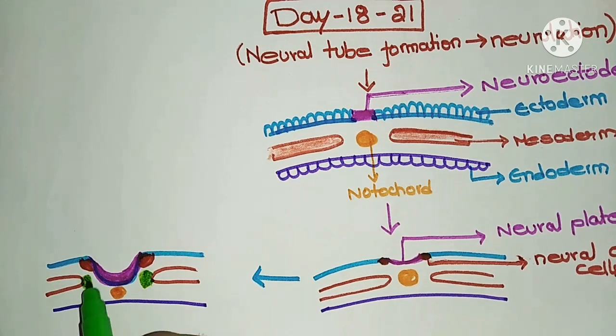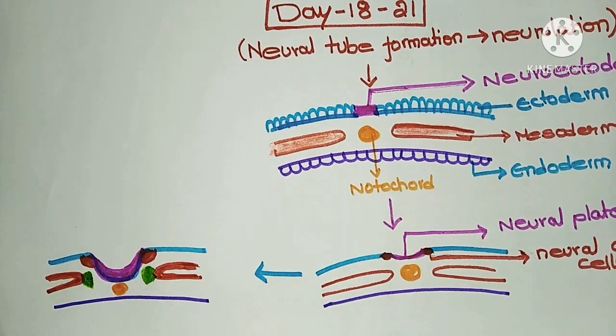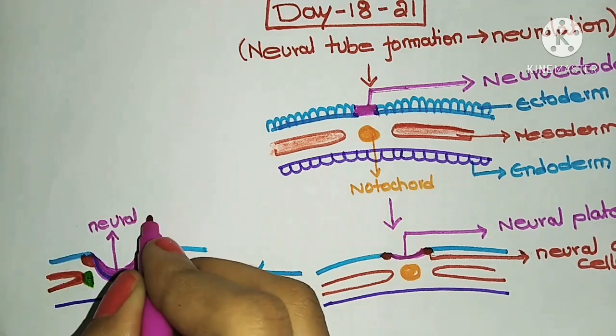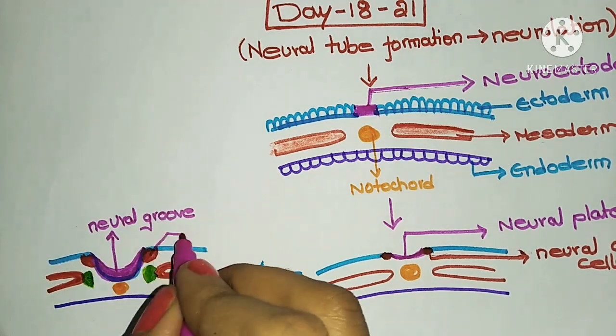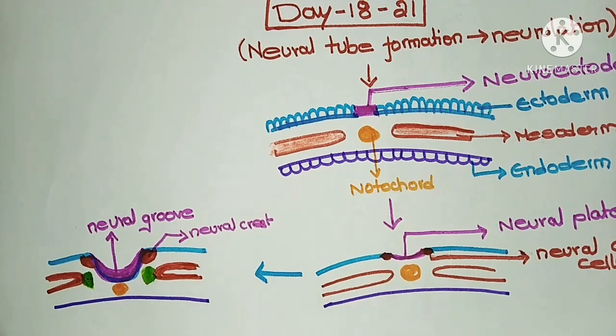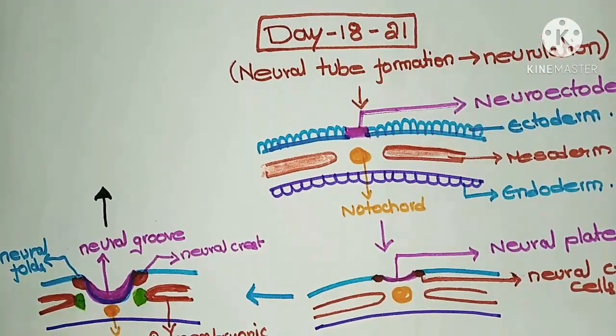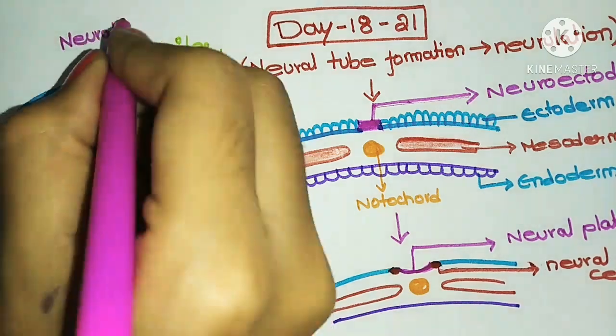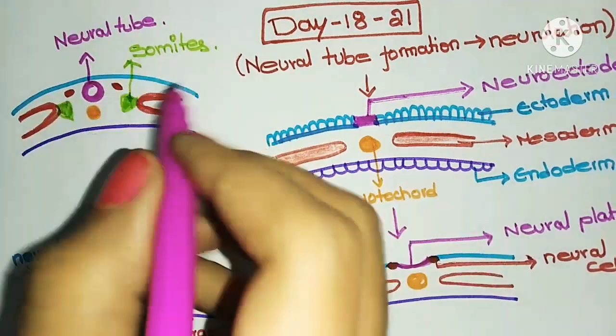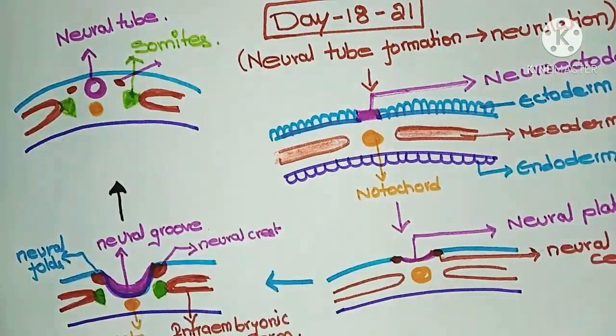Here the somites will be formed from the mesoderm, which will be explained later. This is the neural groove. These are neural crest cells. And these are the neural folds. The two edges of the neural folds come nearer to each other and eventually fuse to form the neural tube.